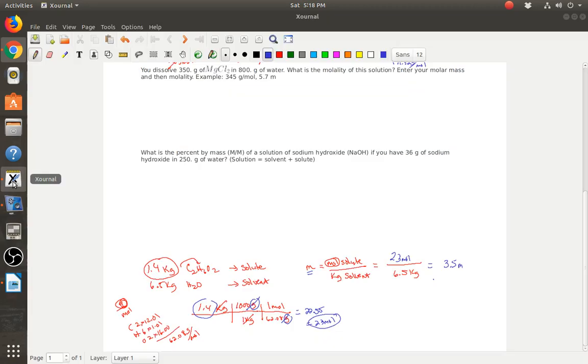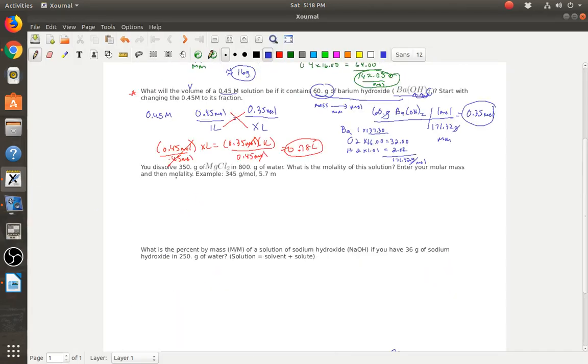So let's see whichever one I have now. All right, this one here. You dissolve 350 grams of magnesium chloride. What is the molality? Enter your molar mass and then the molality. First of all, you guys have got to pay attention to the instructions. I give you an example of how to put the answer in so that you will do it as I choose, just so that I can see your numbers.